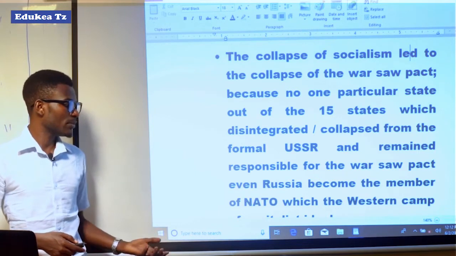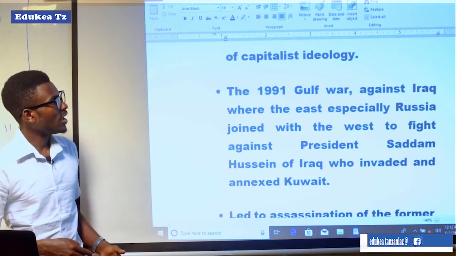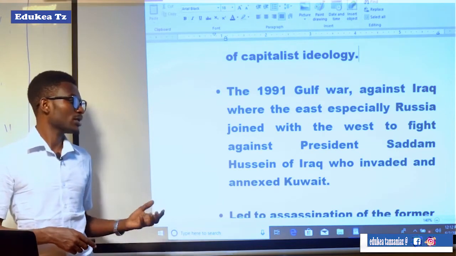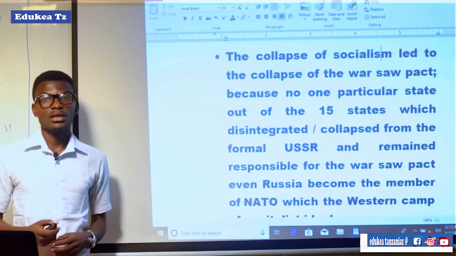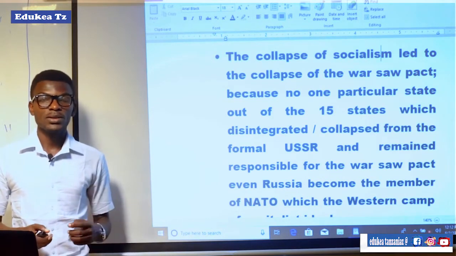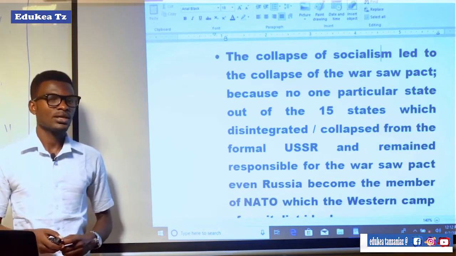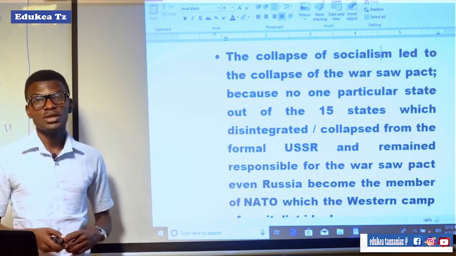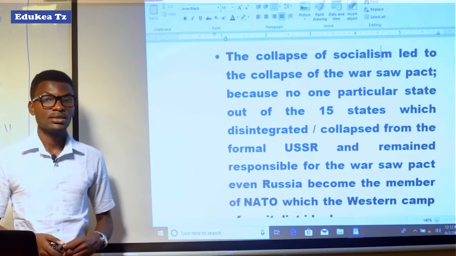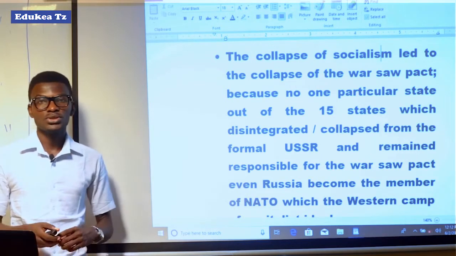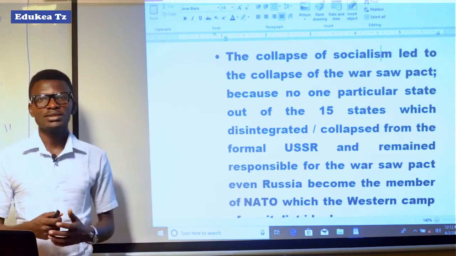Even Russia became a member of NATO, the Western camp of capitalist ideology. It means that after the collapse of the USSR, even Russia, the main founder of the Warsaw Pact, decided to join the North Atlantic Treaty Organization. So the Warsaw Pact remained idle, and that led to its collapse, which was the result of the disintegration or decline of the USSR in the early 1990s.